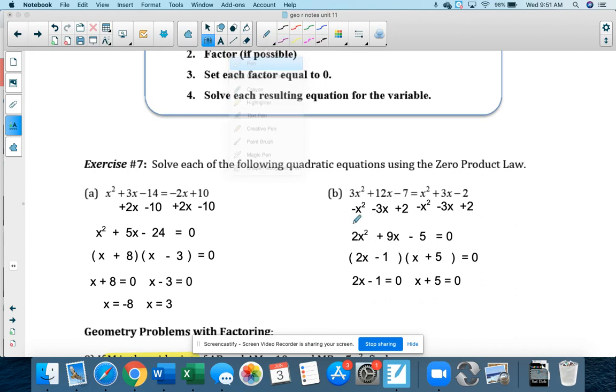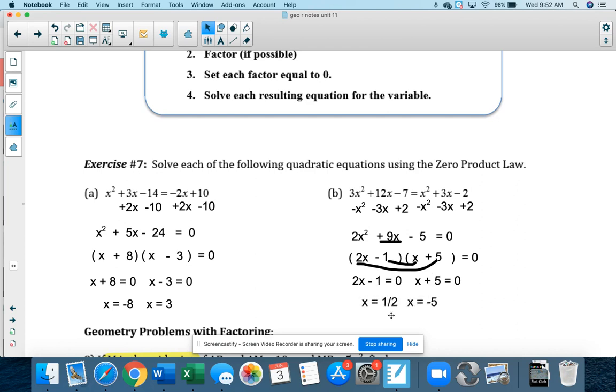Okay, so again, let me get a colored pen right here. The 5 times the 2x is 10x, and then negative 1 times x is negative 1x. Together, those will give me a positive 9x. So you do have to be careful when you have a coefficient where that number is going. The next step is you take each of these factors, set them equal to 0, and then you just solve. So I'm going to add 1 and divide by 2, and I get x equals 1/2. And then I'm going to subtract 5, and I get x equals negative 5.